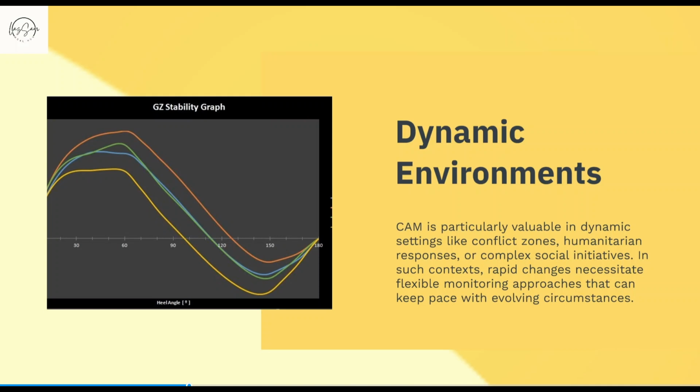In such contexts, rapid changes necessitate flexible monitoring approaches that can keep pace with evolving circumstances.